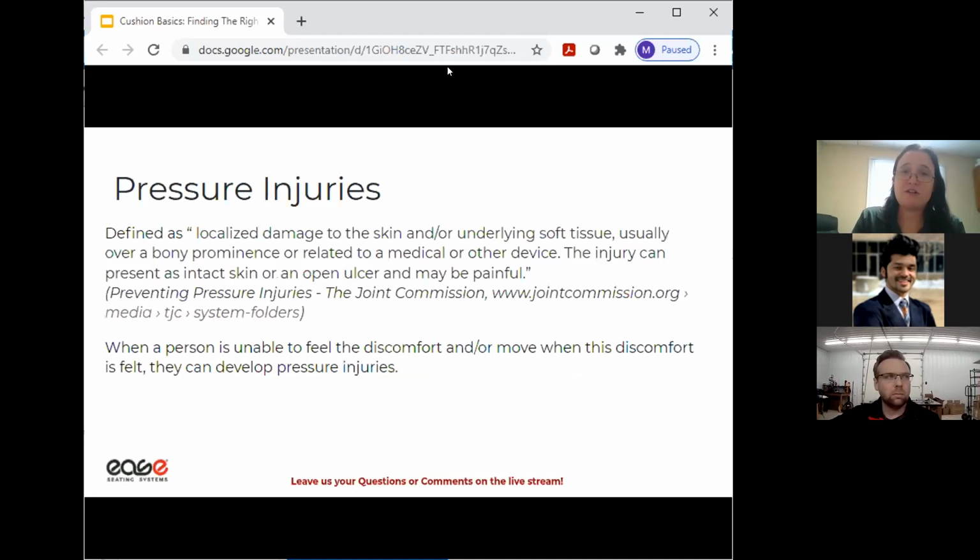So now pressure injuries. They are defined as localized damage to the skin and or underlying soft tissue, usually over a bony prominence or related to a medical or other device. The injury can present as intact skin or an open ulcer and may be painful. Now, this is the definition by the Joint Commission. That is an agency that accredits medical facilities like hospitals, nursing homes, and medical labs.